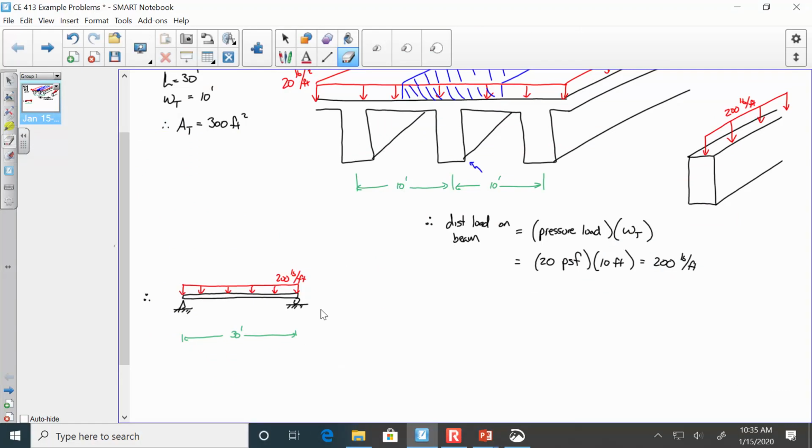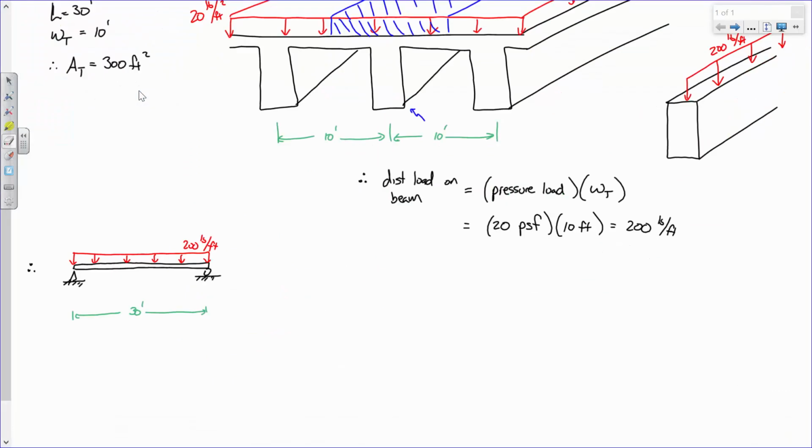Let's take this system, this floor beam, and let's analyze it a little bit, okay? I want somebody to tell me what the reactions are. 3,000 what? Pounds. Pounds, exactly right. And I'll go ahead and tell you.